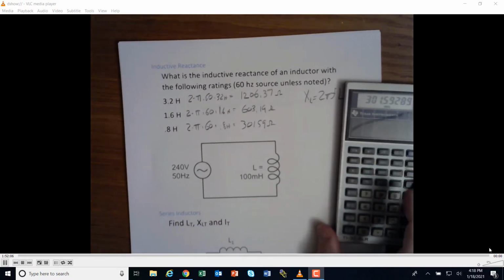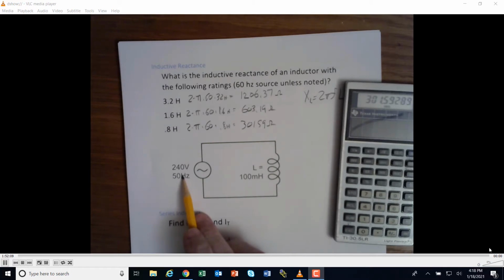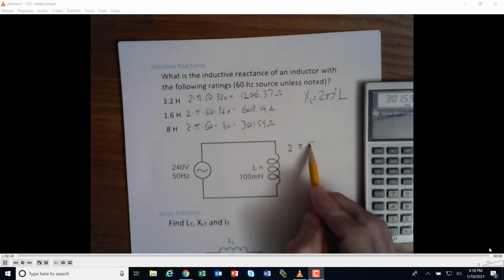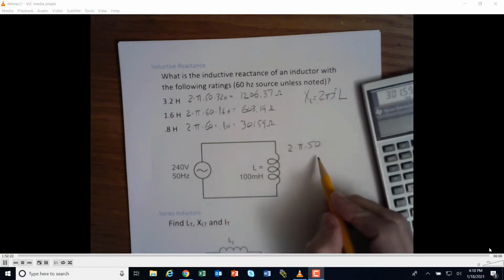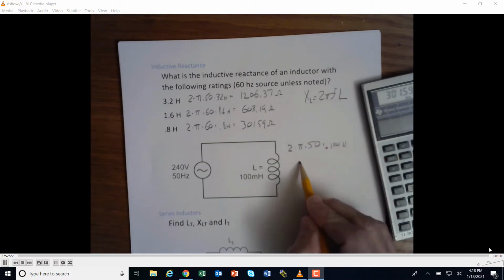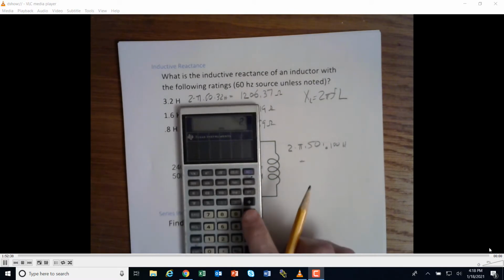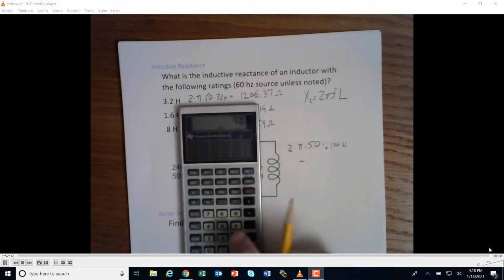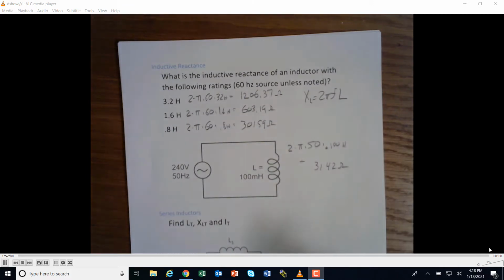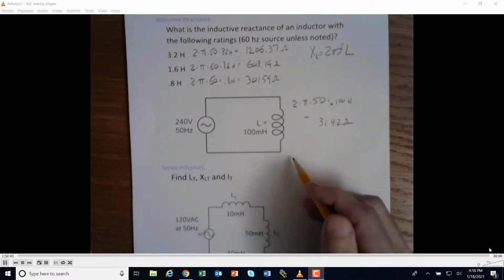This one right here is pretty similar. The only difference here is that it's at 50, and it's 100 millihenries, so we'd be moving the decimal 3 places, okay? So this once again would be 2 times pi times 50, because it was 50 hertz, times 0.100 henries, and that is going to be 2 times pi times 50 times 0.1 equals 31.42 ohms, okay?